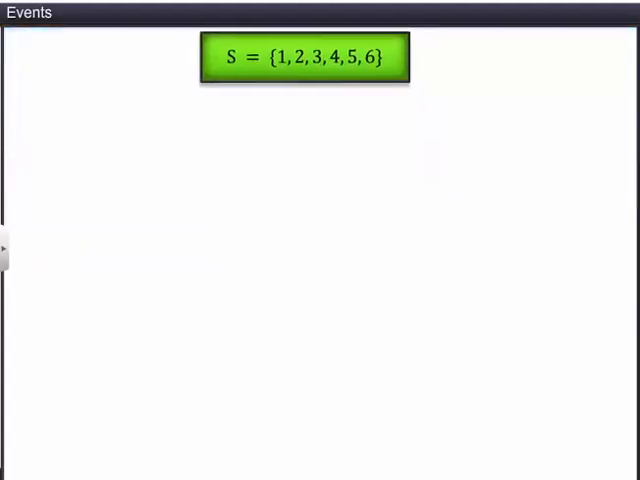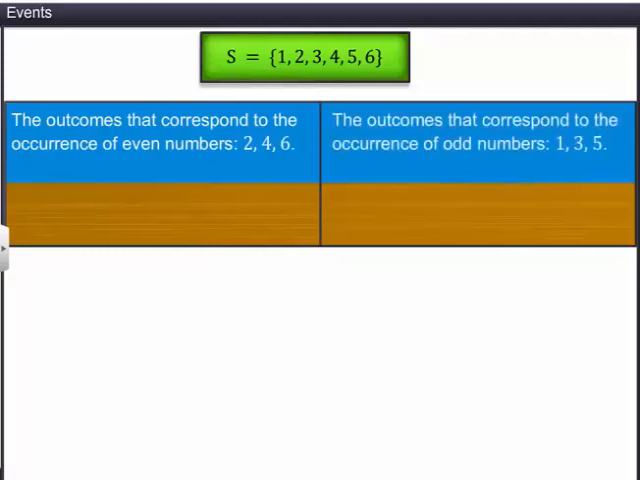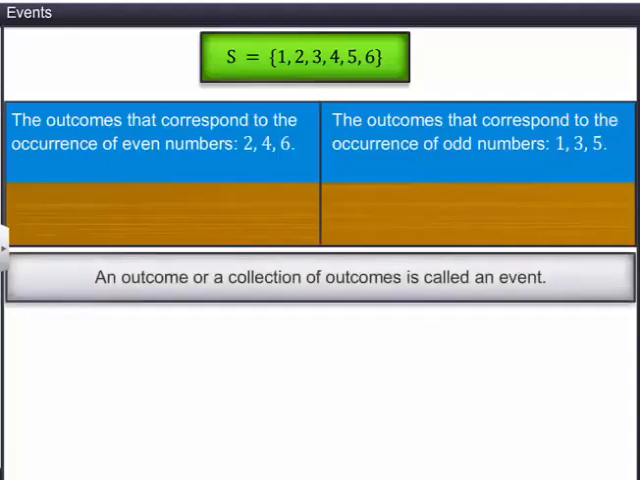This implies the outcomes that correspond to the occurrence of even numbers are 2, 4, and 6. Similarly, the outcomes that correspond to the occurrence of odd numbers are 1, 3, and 5. Such outcomes are called events. Therefore, an outcome or a collection of outcomes is called an event. Let's denote the events by E and O.